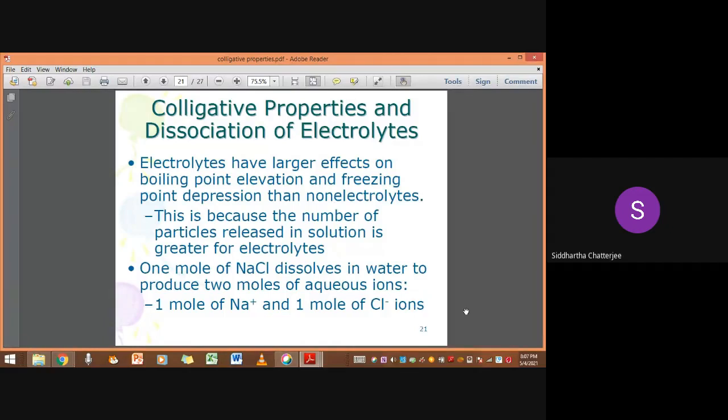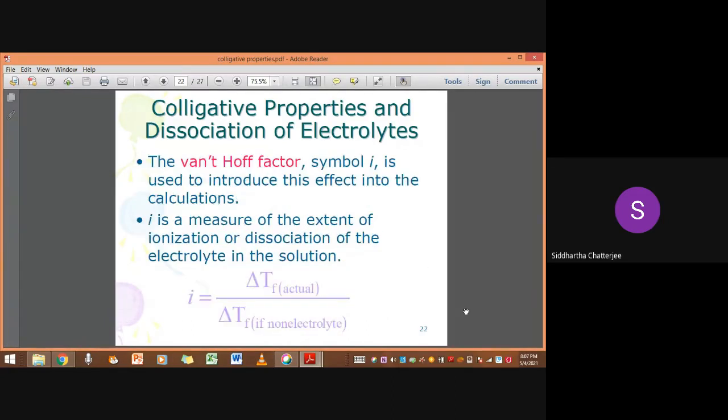So you just see here, the electrolytes have a larger effect on boiling point elevation and freezing point depression than non-electrolytes. This is because the number of particles released in solution is greater for electrolytes. So 1 mole of NaCl dissolved in water produces 2 moles of aqueous ions, 1 mole of Na plus and 1 mole of Cl minus ion. For colligative properties and dissociation of the electrolyte, you can find the Van 't Hoff factor, symbol i.